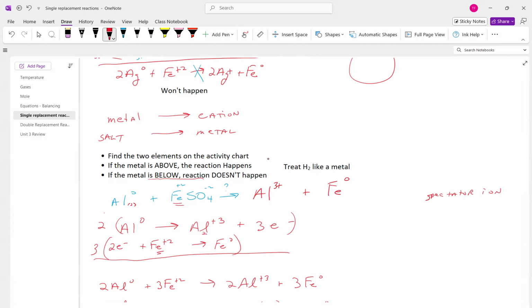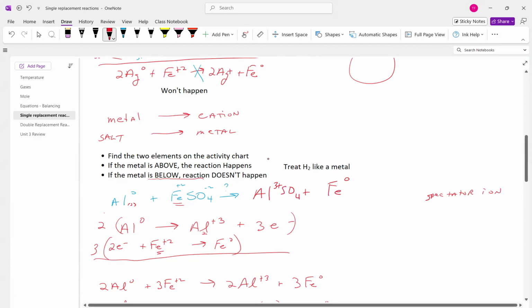So in a single displacement reaction, you always have a spectator ion, and it's usually a negative ion. Spectator ions are just along for the ride, just like a spectator at a basketball game. You have players and spectators. Spectators do nothing in terms of the game. Players do everything. Same with chemical reactions. A spectator ion just cruises right on through, unchanged. So the sulfate comes through on the aluminum, because now aluminum's positive and the sulfate is a -2.